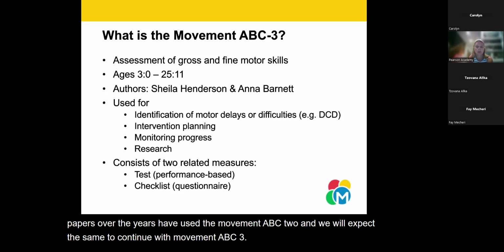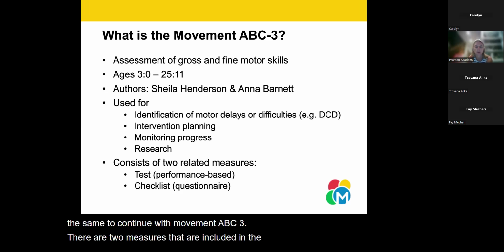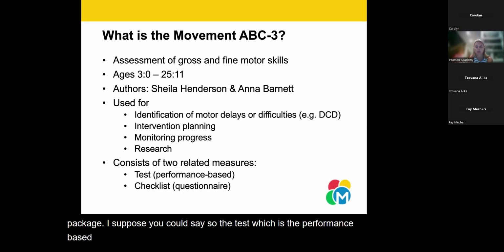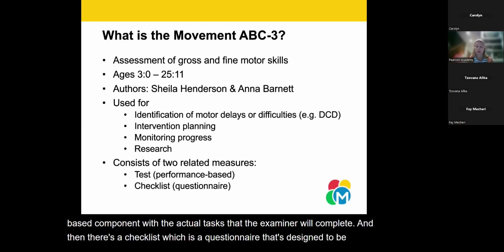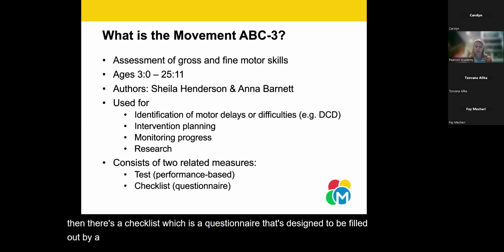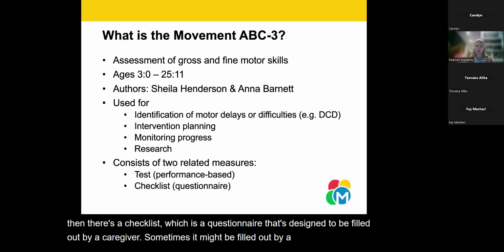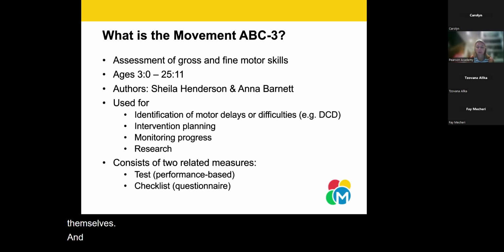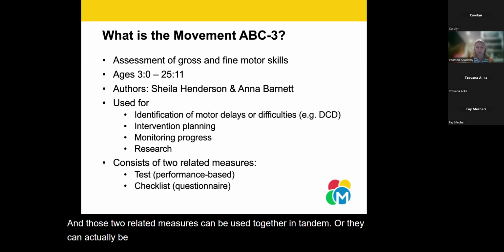There are two measures included in the Movement ABC-3 overall package. The test, which is the performance-based component with the actual tasks that the examinee will complete. And then there's a checklist, which is a questionnaire designed to be filled out by a caregiver. Sometimes it might be filled out by a teacher, and in the older age ranges, it can be filled out by the examinee themselves. Those two related measures can be used together in tandem, or they can be used independently as well.